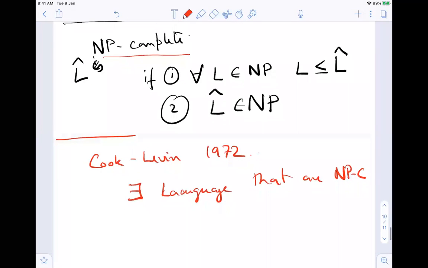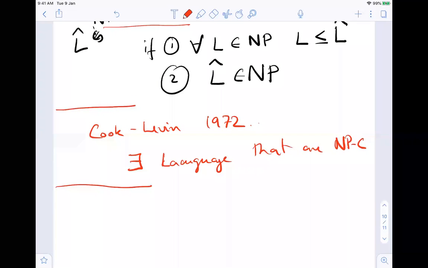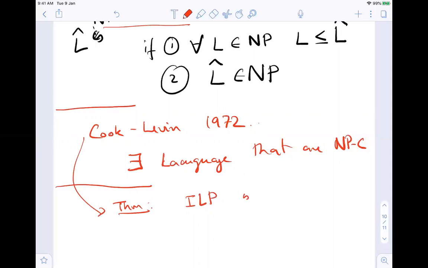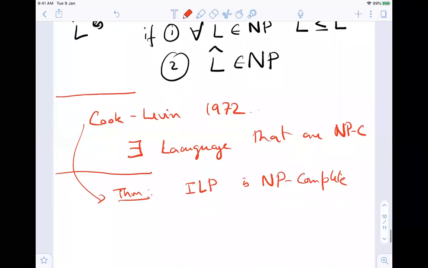Now, what we have proved is, not proved, we have claimed. You can think of this theorem by Cook and Levin as saying that ILP is NP-complete. I have not given a proof of it, because the proof is not very easy, and you have to go through the Turing machine definition. So there is another function called SAT.